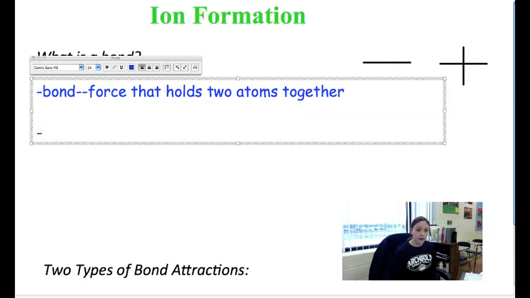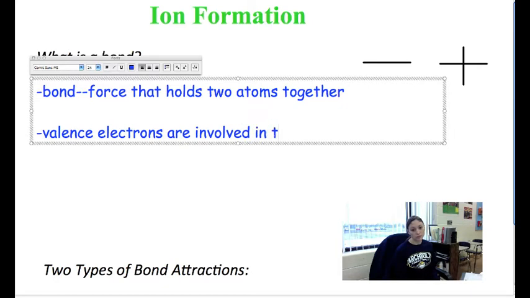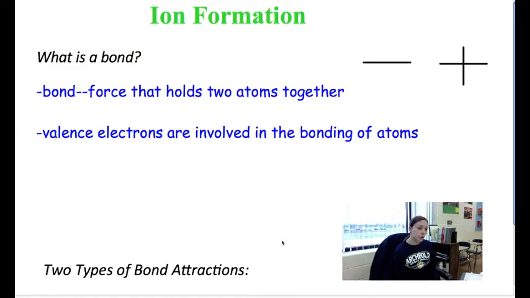Now let's remember, when we look at bonding, valence electrons are the ones that are involved in bonding. So we're not talking about those core electrons. We're talking instead about the valence electrons. Remember, valence electrons are the electrons that are in the outermost energy level. Those are the ones that are in the S and P groups. We don't really count the D groups as valence electrons.